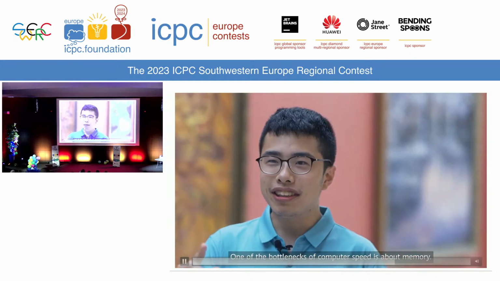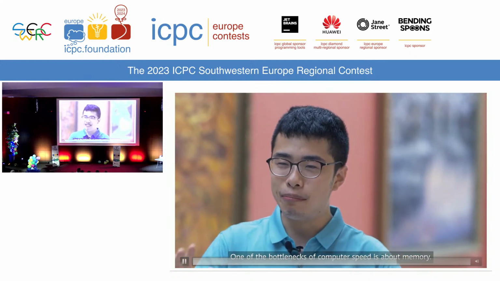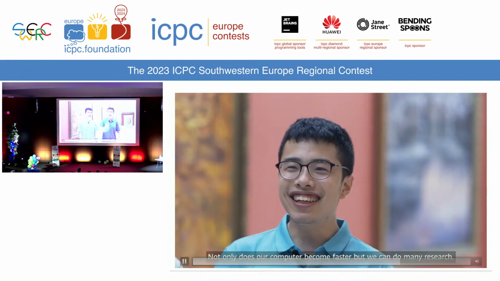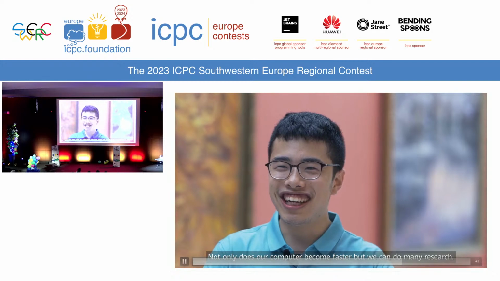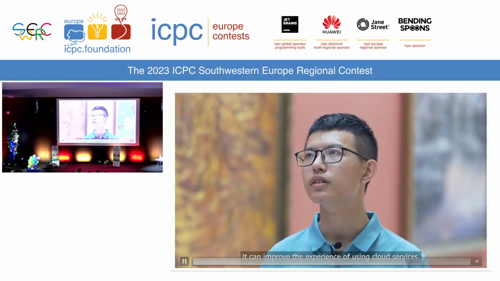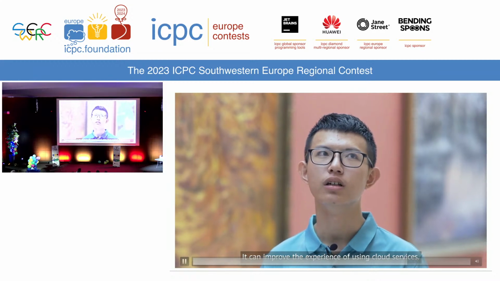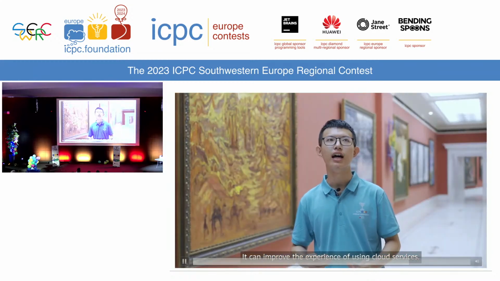One of the bottlenecks of computer speed is about memory. So, what happens if computer speed is going up? Not only our computer becomes fast, but we can do many research. It can improve self-experience of using cloud services.